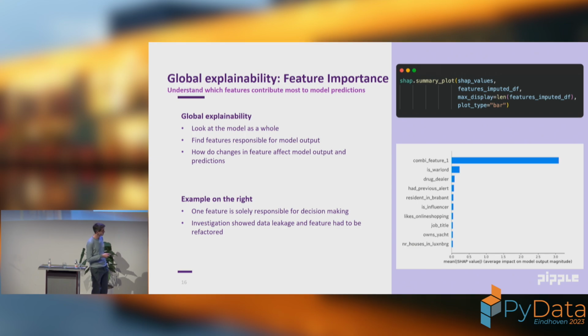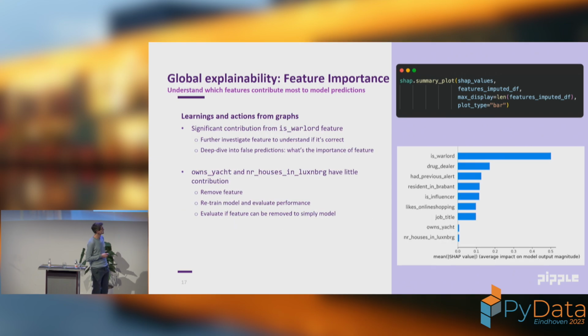This guy went away. We retrained the model, reran SHAP, and we got to something like this, which looks a bit more sensible. Still some things to learn. First of all, if someone is a warlord, the SHAP value is very high, so that's apparently a good indication if someone is or is not a money launderer. Still the strongest feature. Then you could again check, does it make sense? Is my data good? Is something wrong? Should I refactor this feature? That's really up to you as a data scientist working with the data owners.